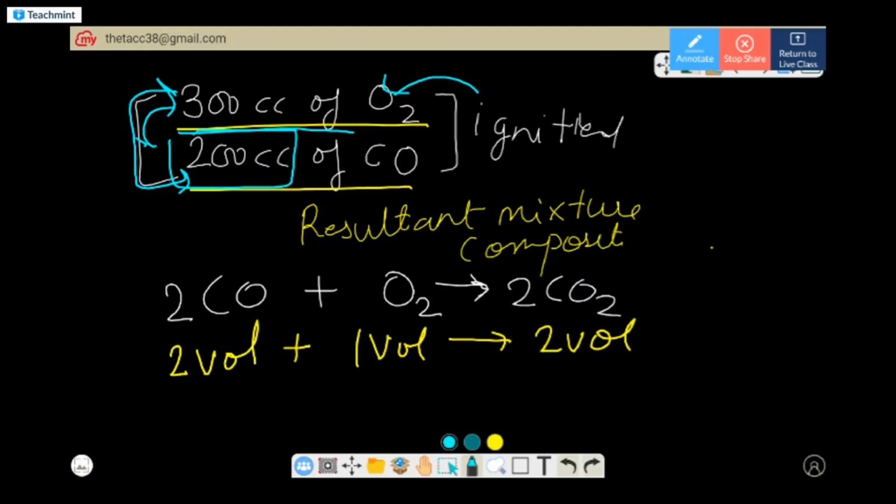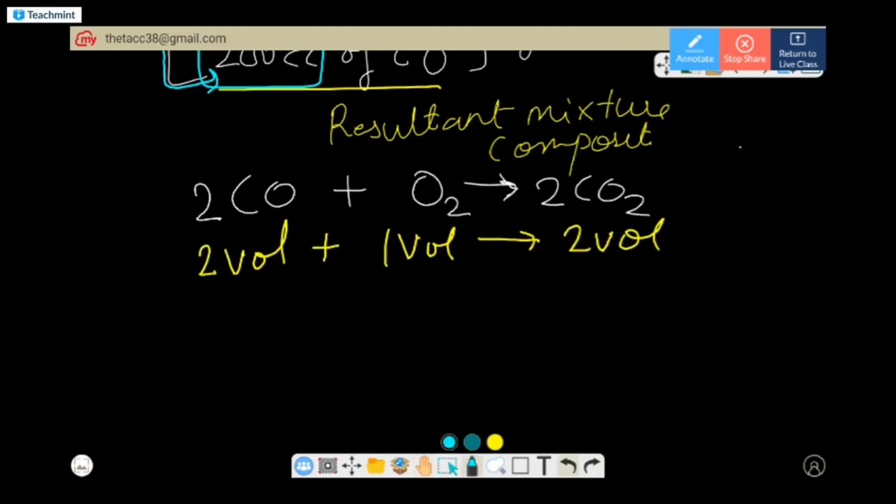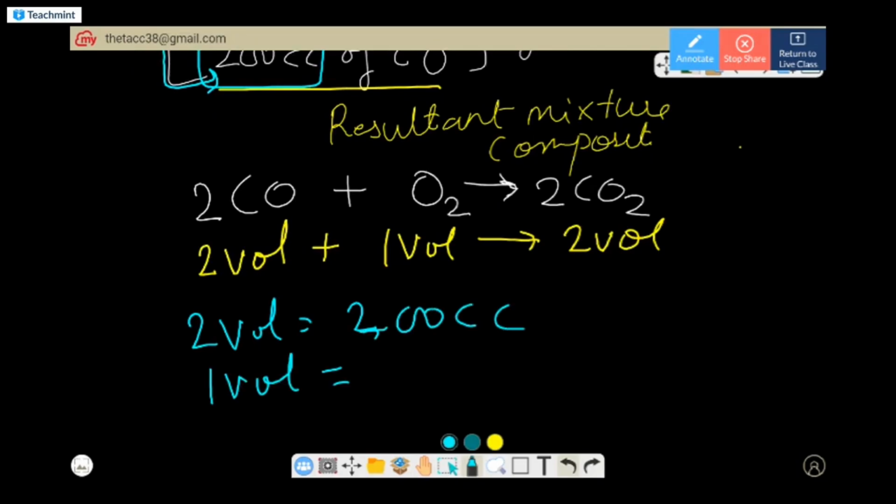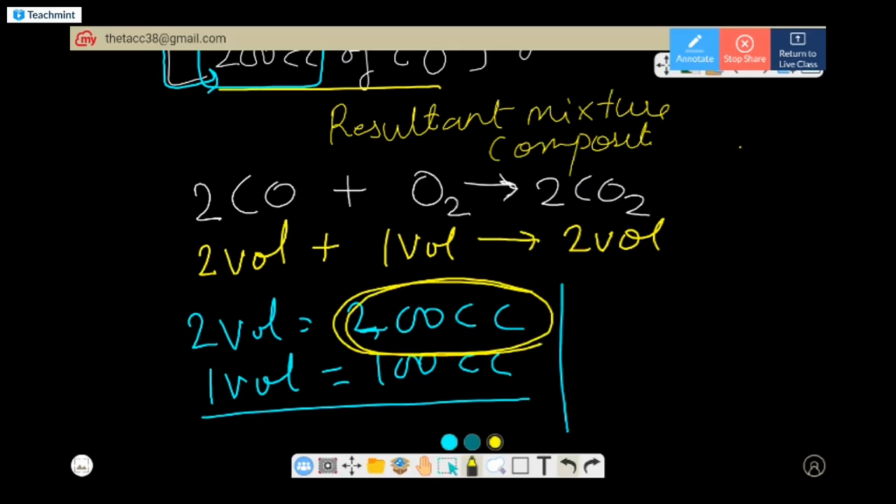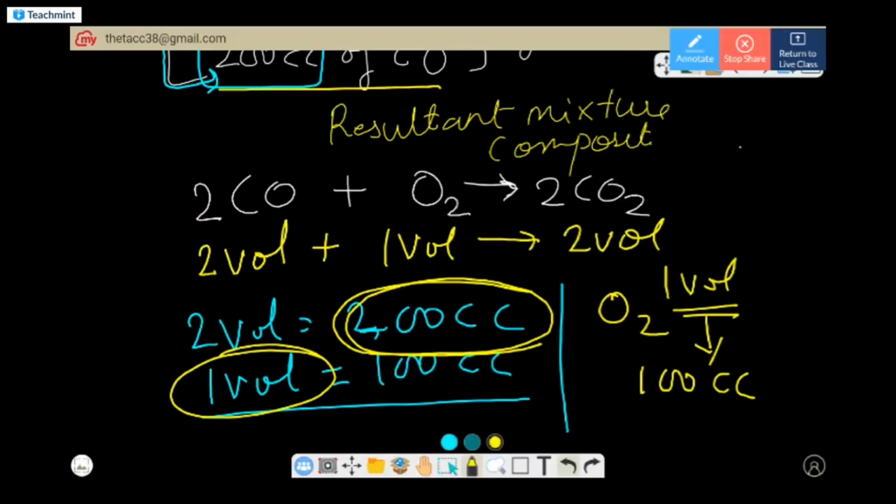So in this case I will start with carbon monoxide. 2 volumes of carbon monoxide represent 200 cc, so 1 volume is 100 cc. Wherever I see 1 volume in the ratio, I will represent it with 100 cc. If I have a sample of 200 cc carbon monoxide, how much oxygen will I require? Oxygen's ratio is 1 volume, so 100 cc. Also tell me how much carbon dioxide is formed. 200 cc of carbon dioxide is formed.